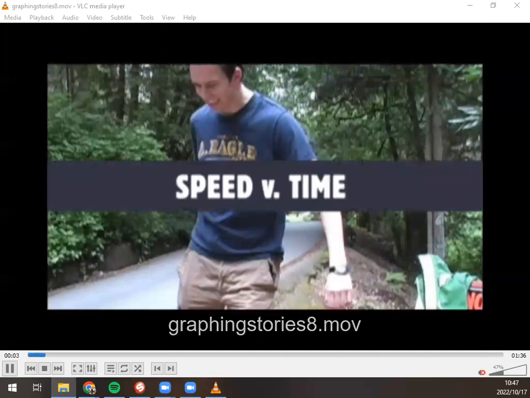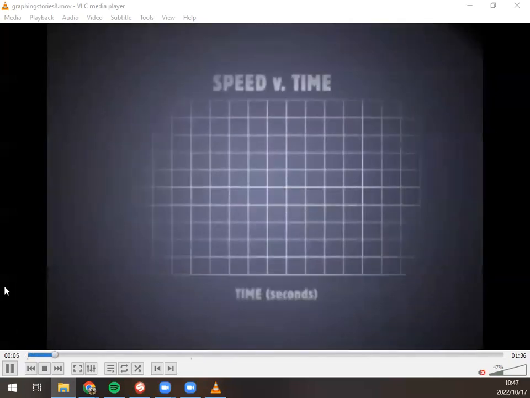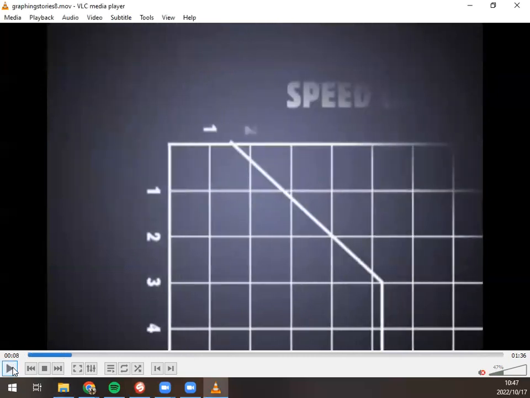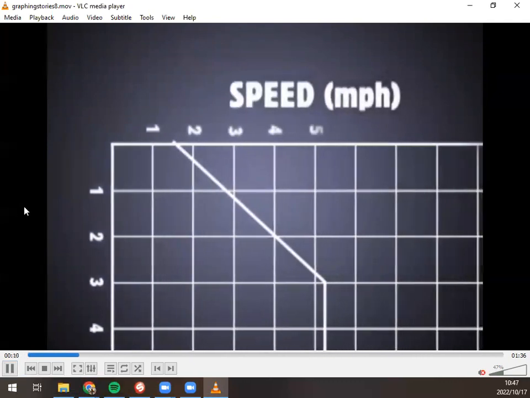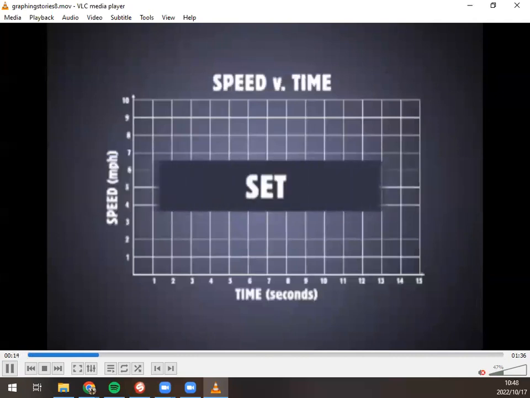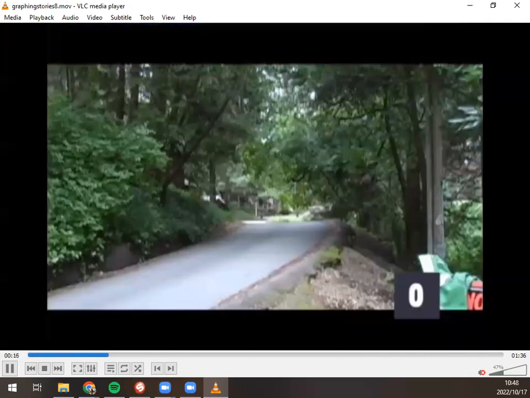Let's look at number 8. Okay, speed versus time, guys. This is an interesting one. All right, speed versus time. And this is actually, if you're looking at your real life graphs worksheet, the first 4 graphs are all speed versus time. All right, so this is the kind of example that we are going to work on now. Now, obviously, they're talking about miles per hour. It doesn't really matter.